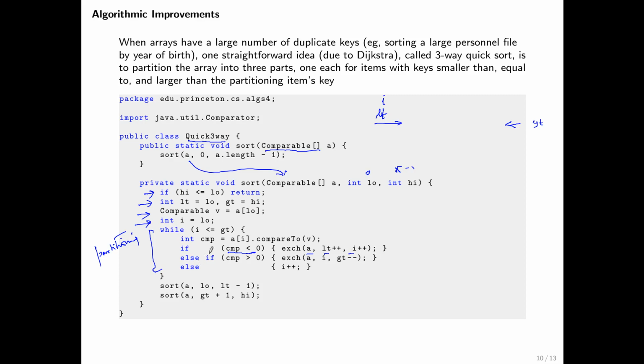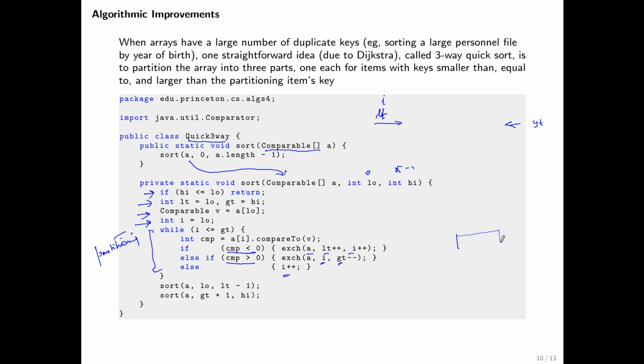Otherwise, if the value A at I is strictly greater than the pivot, then we simply exchange the values at I and GT, and we don't modify I. I remains at its current value, whereas GT is decremented by 1. That's what we do when A at I is larger than the pivot. And if A at I is the same as the pivot, then all we do is increment I by 1.